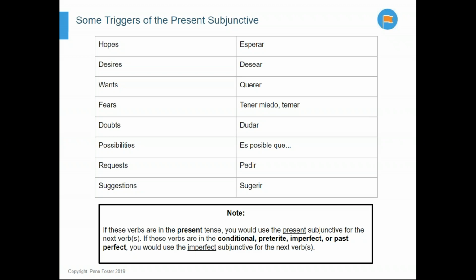If, however, the verbs above are shown in the conditional tense, something that would happen, preterite tense, something that happened, imperfect, something that was happening, or past perfect, something that had happened, if those verbs on this chart are shown in any of those four tenses, then the imperfect subjunctive is needed for the verbs that follow, the next verb or verbs. And we'll show you something there.